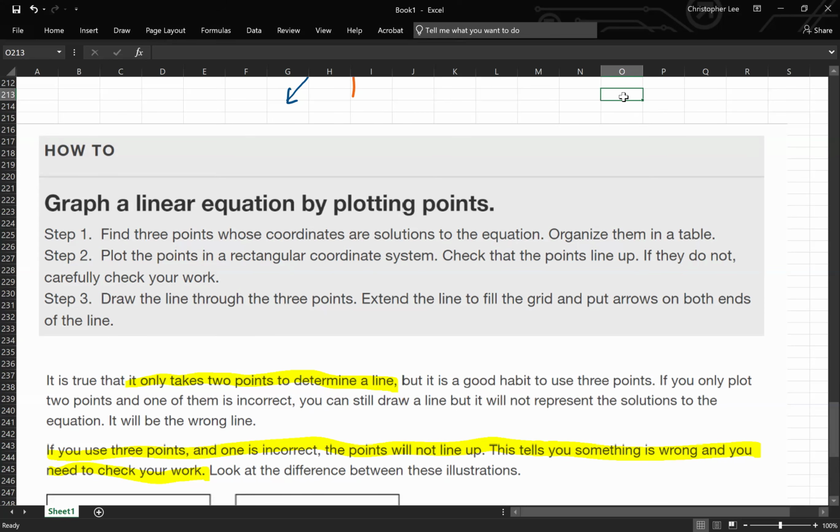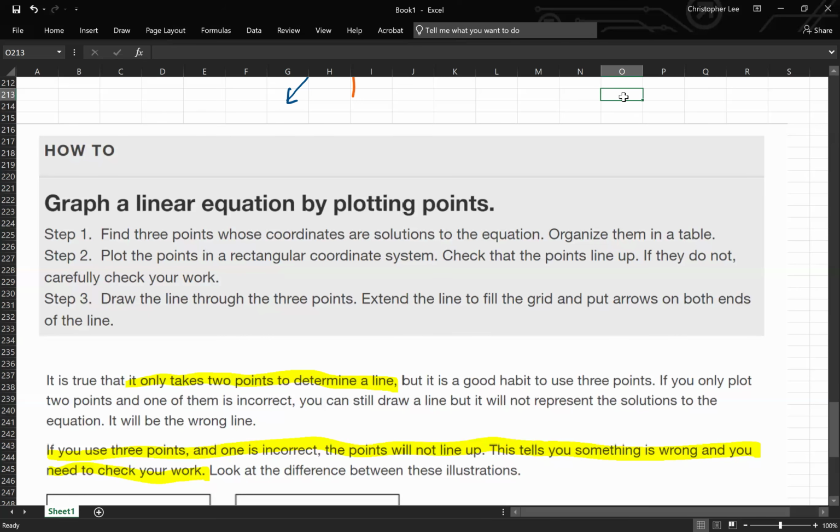Organize them in a table. Step 2, plot the points in a rectangular coordinate system, right? Check that the rectangular coordinate system is the XY plane like that. Check that the points line up. If they do not, carefully check your work, right? So the points should kind of form a line without you even drawing a line. And then step 3, of course, draw the line through the 3 points, extend the line to the grid, and put arrows at both ends of the line, right? Because the line is continuing on for infinity in both directions. So that's why we want to put an arrow at the top and the bottom of the line. And that's it. Questions on it?